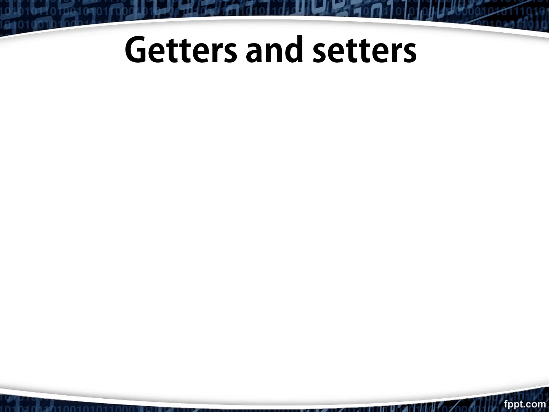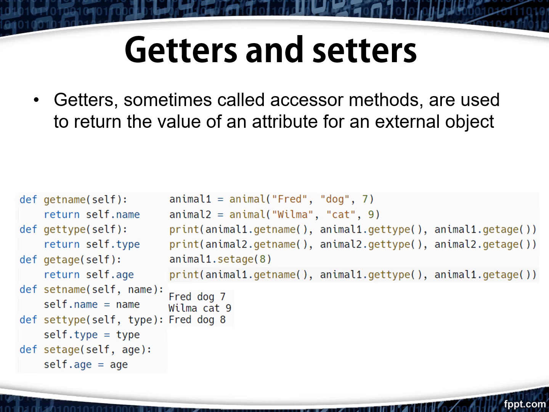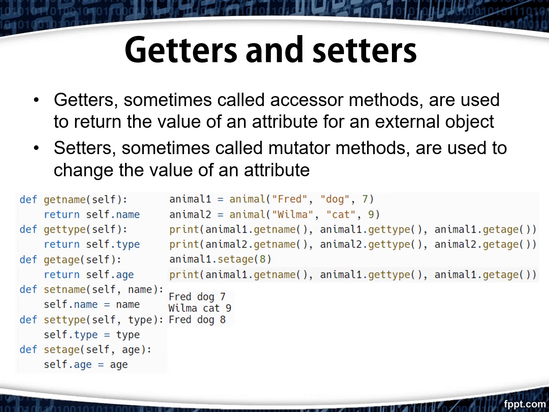In order to avoid directly accessing the attributes of objects, we provide them with a set of methods called getters and setters. Getters, sometimes called accessor methods, are used to return the value of an attribute for an external object. Setters, sometimes called mutator methods, are used to change the value of an attribute.